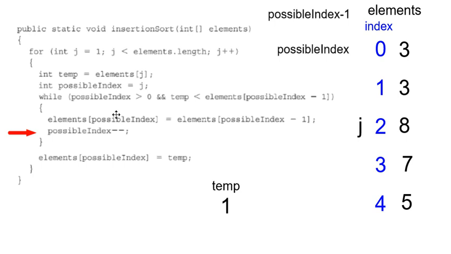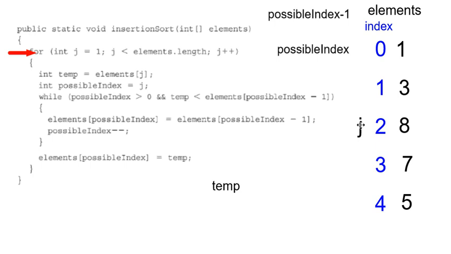So there it is. And now I check my while loop again. Possible index, is it greater than 0? No, it is not greater than 0. So I'm ready to do this last step. I break out of the while loop, and the elements at possible index equals temp. And so this 1 comes right up here, and that 3 goes away, and we've done that round. All right, let's try another round.